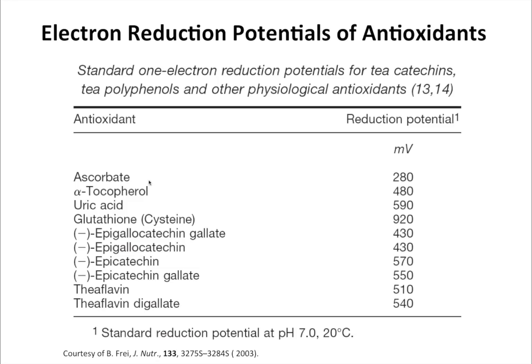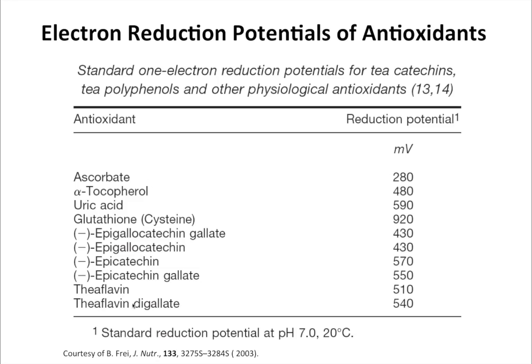And what we see is that ascorbate has the lowest on this list, 280 millivolts. That's followed by alpha tocopherol, which is 480. And these aren't really that low, but they're lower on this list. Glutathione is actually significantly higher than those, the ascorbic acid and alpha tocopherol. And then if you look at these materials, epigallocatechin gallate and epigallocatechin, epicatechin, and epicatechin gallate, these are all tea polyphenols. So these are ingredients that are found in green tea, and they're all very high in terms of their reduction potential. And that would explain why green tea is infamous for its antioxidant potential and benefits for good health.